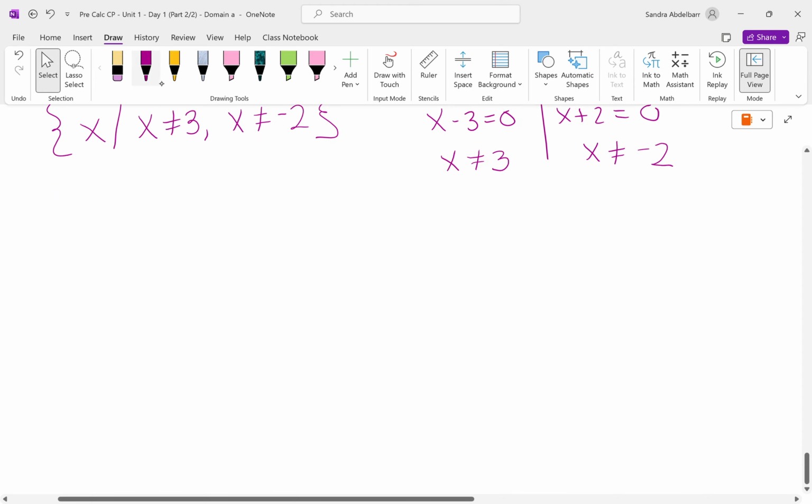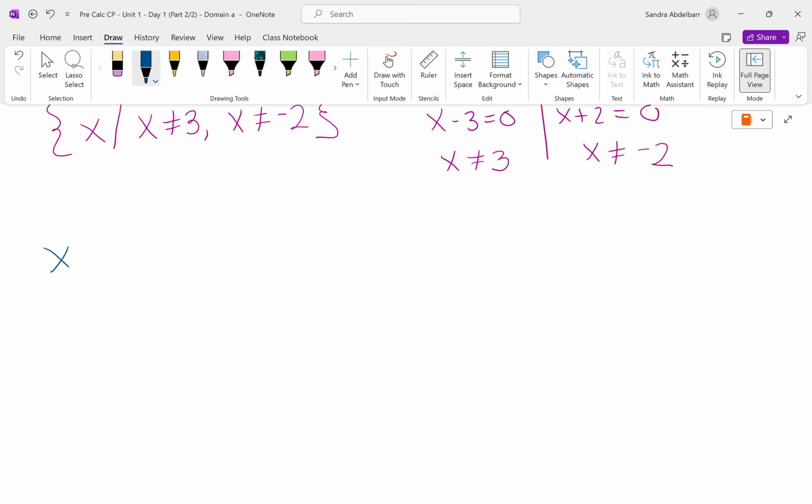Okay, let's go on to the next one. Put a monster star on this one because this is super complicated. There's a lot going on here. So let yourself know it's important. So here we have y is equal to the square root of x squared minus 4.